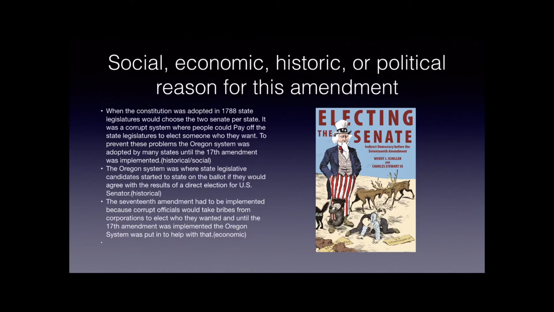The Oregon system was where state legislative candidates started to state on the ballot that they would agree with the results of a direct election for U.S. Senator. The 17th Amendment had been implemented because corrupt officials would take bribes from corporations to elect who they wanted. The Oregon system was put in to help with that.